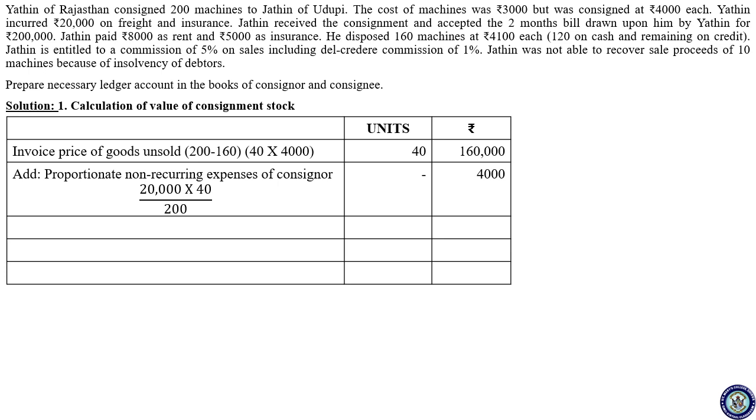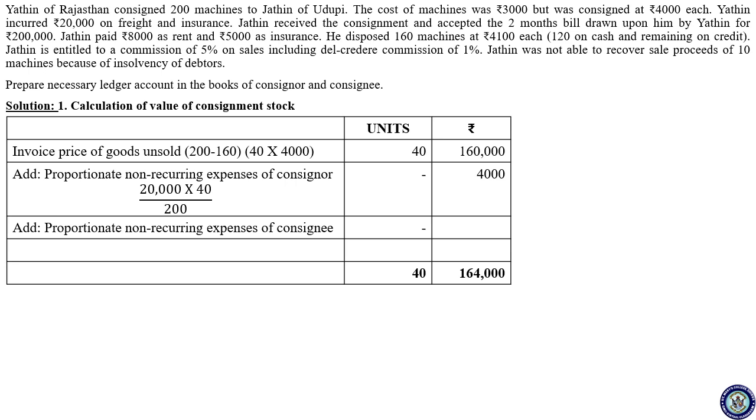So Jatin, who is the consignee, has not incurred any non-recurring expenses. So it is nil. So now you find the total, sum it up, you will get the value of consignment stock. So consignment stock value is 40 units, that is 1,64,000. So closing stock value got.